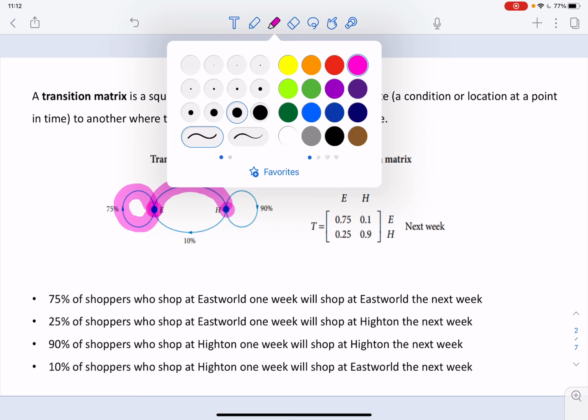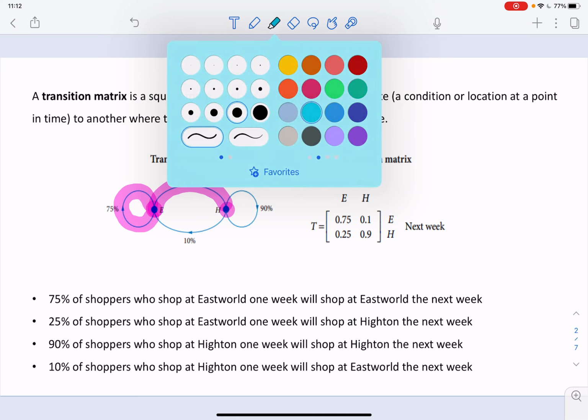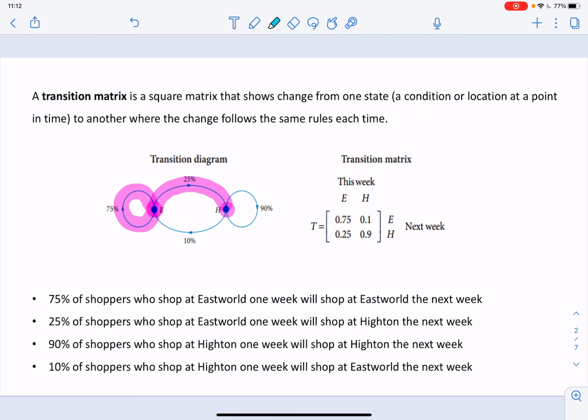Similarly, we'll change colour, find a nice light blue, make it different enough. 90% of the shoppers who shop at Highton one week will shop at Highton the next week. So we've got Highton here, they shop just at Highton again. These are the boring people that don't move out of their comfort zone. And 10% of shoppers who shop at Highton one week will shop at Eastworld the next. As you can see, there's a percentage of people that travel from one place to the next, and a percentage of people that just stay where they are and don't want to change.